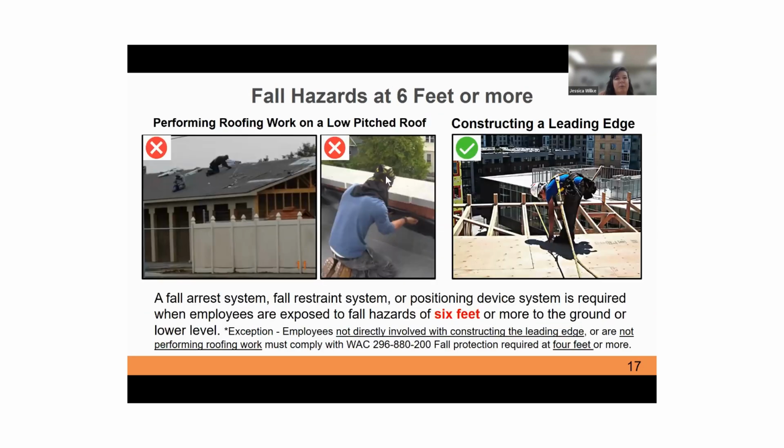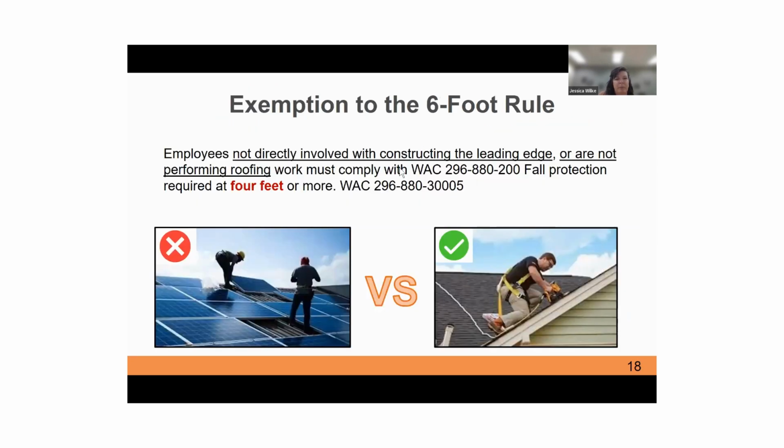All right, so here's the 6 feet rule for when you're performing roofing work on a low pitched roof or constructing a leading edge. Now, you might remember this being called the 10-foot rule because it used to be that 10 feet was the trigger height, and that changed recently back in November to 6 feet. So if you've got roofing work to do, you've got to have a protection system anytime you are at the max above 6 feet. So no more 10-foot exception there. If the employee is not directly involved in roofing work or constructing the leading edge, they have to be protected at 4 feet. They don't get that 6-foot exemption.